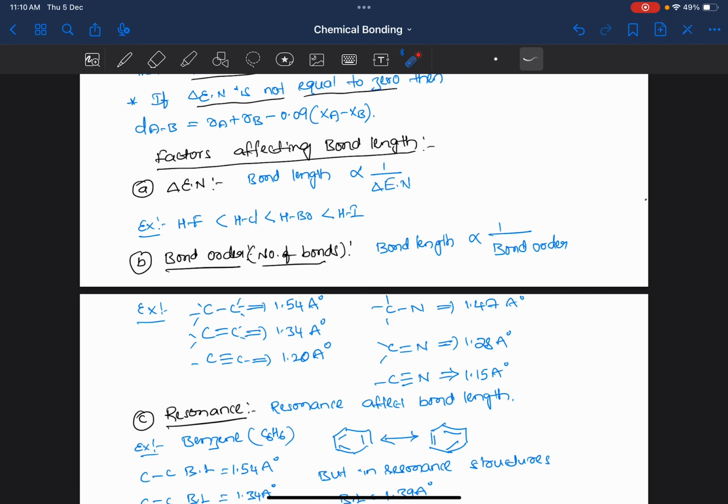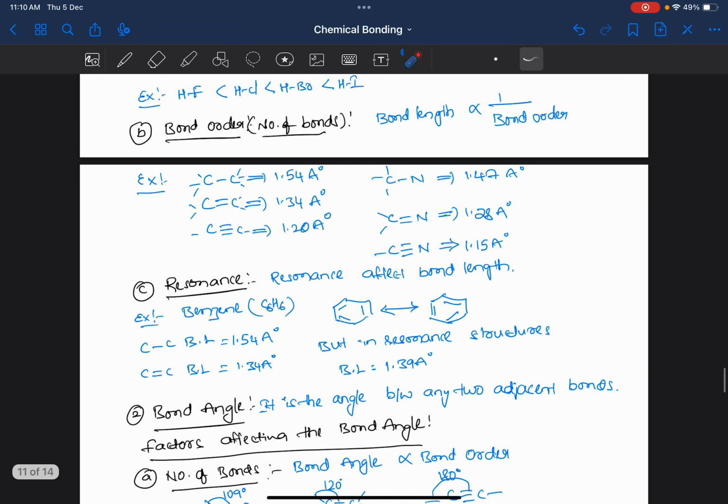And see another example. Here I took carbon and nitrogen atoms. In the first molecule there is a single bond, then a double bond, then a triple bond. So the bond orders are 1, 2 and 3. On increasing bond order, bond lengths decrease. Therefore, bond length is inversely related to bond order.